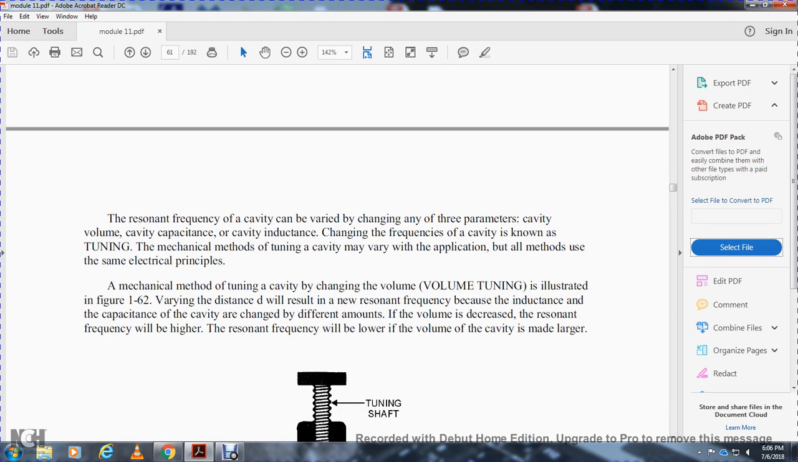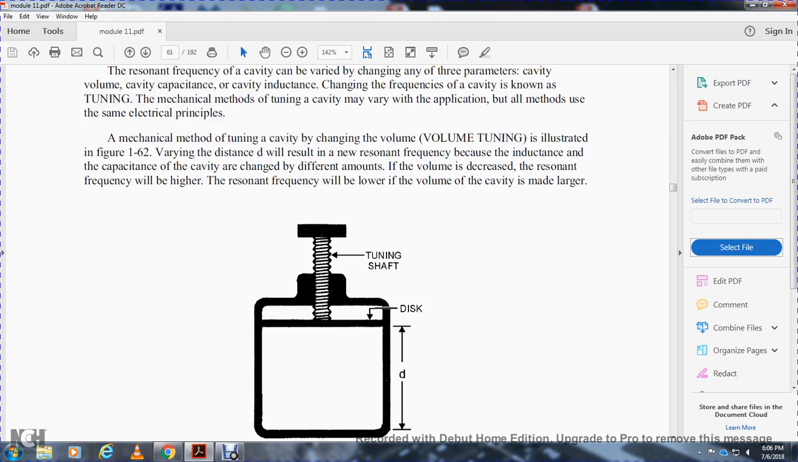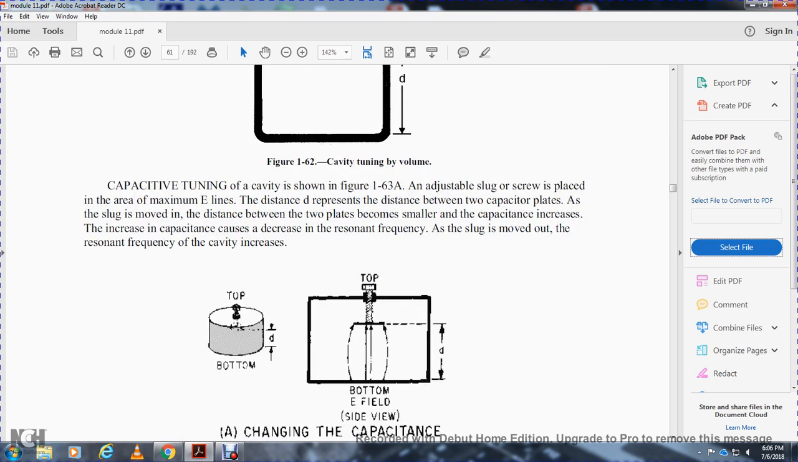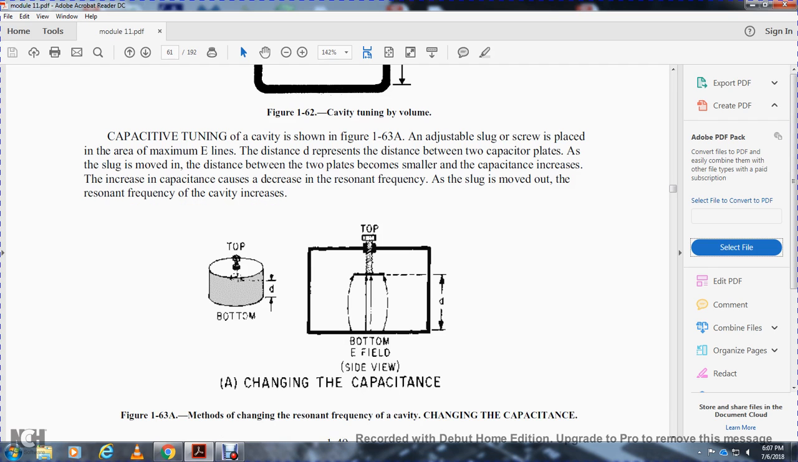Mechanical tuning of the cavity may change the volume. As illustrated in figure 162, varying the distance D will result in a new resonant frequency. The inductance and capacitance of the cavity change with a different volume. The larger the volume of the cavity, the lower the resonant frequency. The tuning shaft and disc determine the cavity volume. For capacitive tuning of the cavity shown in figure 163, an adjustable slug with a screw is placed along the maximum electric field lines, where distance Z represents the distance between the two capacitor plates. When the slug is moved in, the distance between the two capacitor plates becomes smaller, which increases the capacitance and decreases the resonant frequency. When the slug is moved out, the resonant frequency of the cavity increases as the capacitance changes.